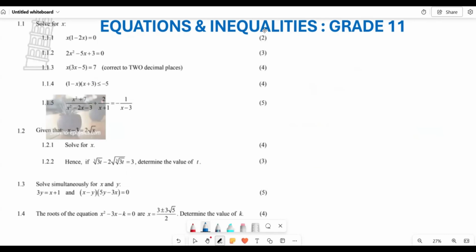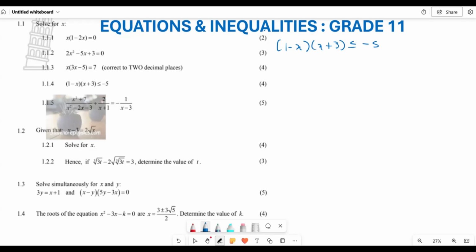In 1.1.4, you are given 1 subtract x into x plus 3, which is going to be lesser or equals to negative 5, right? Now, I want you to look at this very carefully. I always emphasize that the best thing you need to do from here is to ensure that this particular equation is written in quadratic form, right?